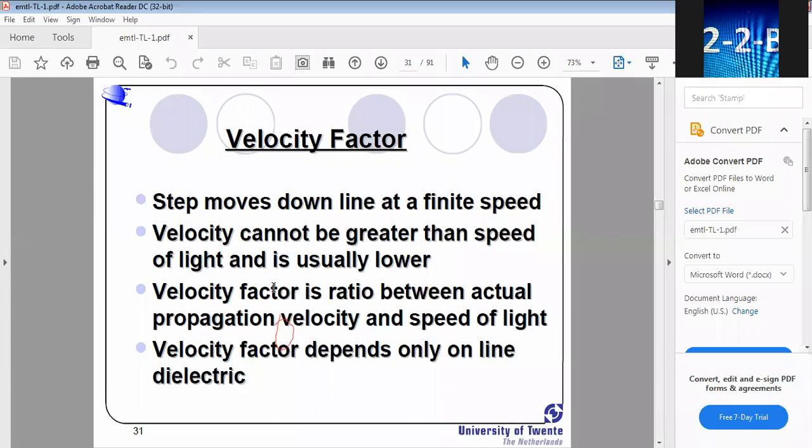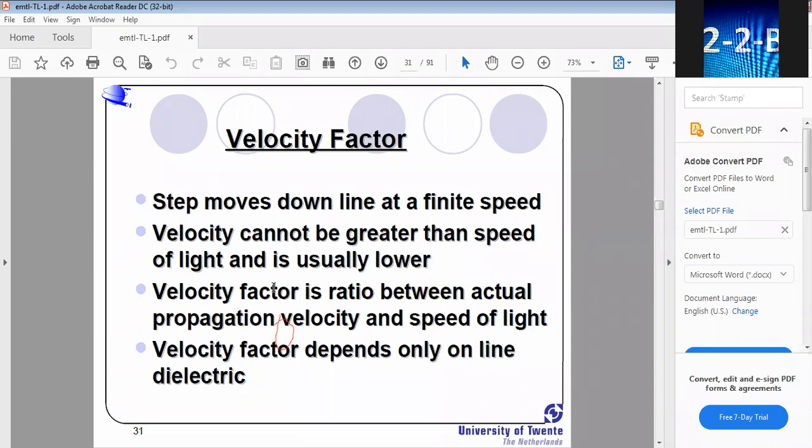The velocity factor is a ratio between the actual propagation velocity of the wired medium and the speed of light, that is, with respect to the wireless medium. The wired medium is simply mentioned as the actual propagation velocity, and the speed of light means the wireless medium. Did you get it? That is the velocity factor.